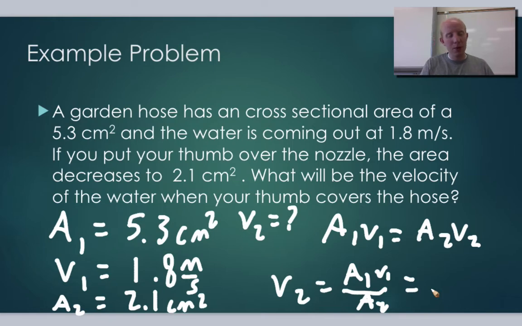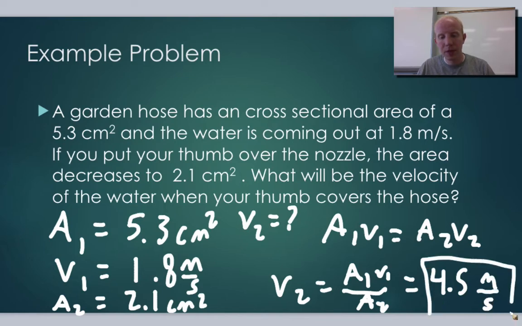We'll plug in those numbers: 5.3 times 1.8 divided by 2.1. And we get that the new velocity of the water coming out of the system is 4.5 meters per second. Okay, so that's how quickly the water has to come out to keep the fluid flow the same. Now again, we're assuming this is an ideal fluid. In reality, it'll be a little bit less than that because of the interaction with the container and your thumb. But overall, it's a pretty good approximation.